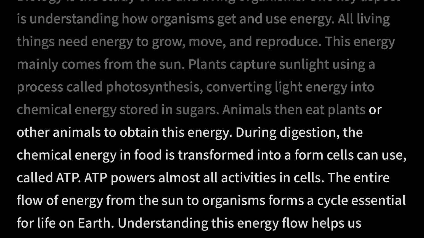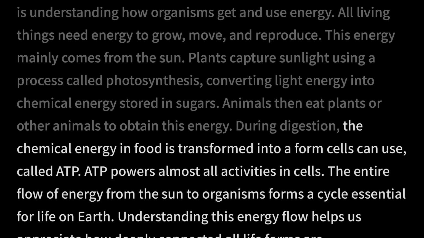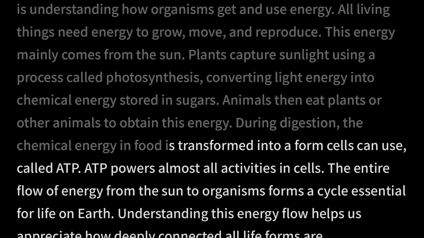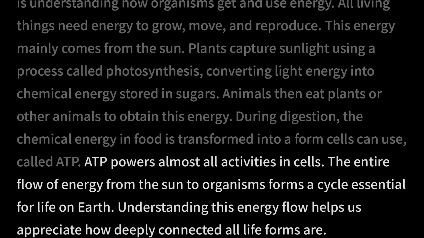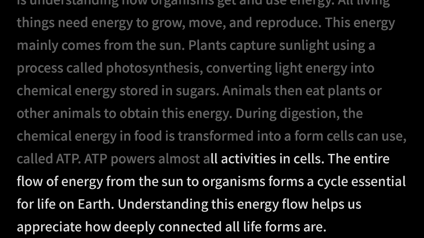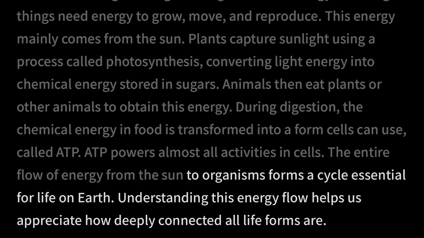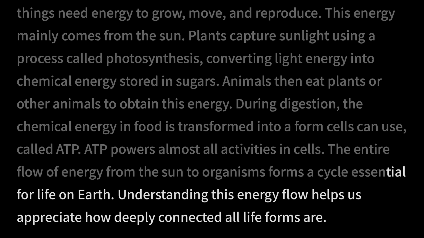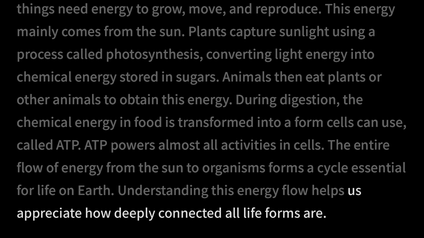Animals then eat plants or other animals to obtain this energy. During digestion, the chemical energy in food is transformed into a form cells can use, called ATP. ATP powers almost all activities in cells. The entire flow of energy from the sun to organisms forms a cycle essential for life on Earth. Understanding this energy flow helps us appreciate how deeply connected all life forms are.